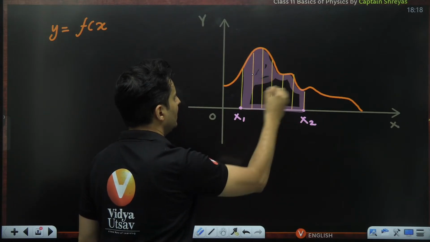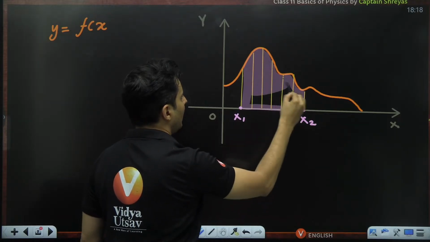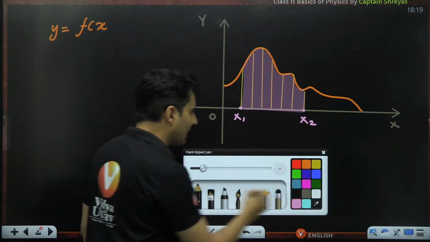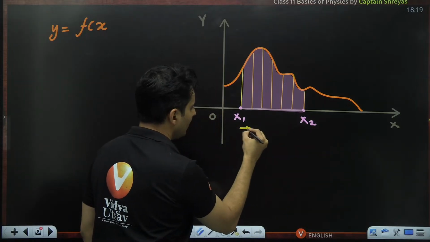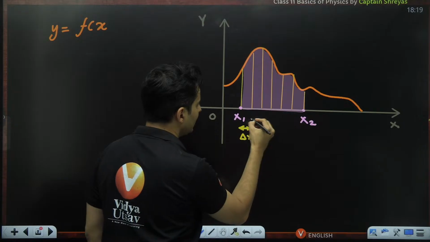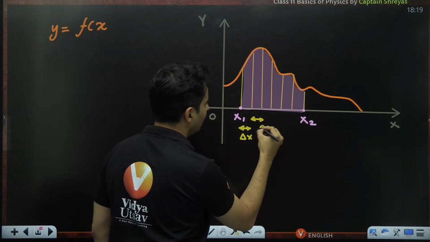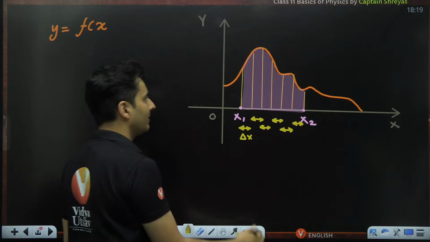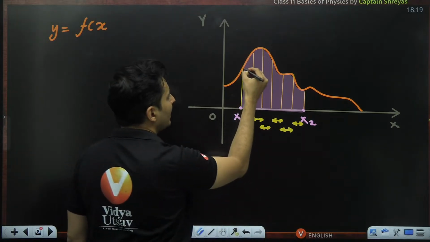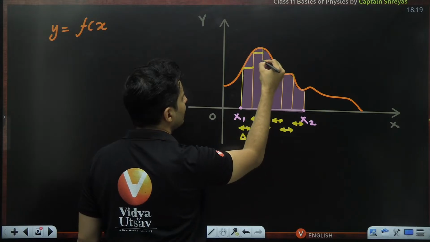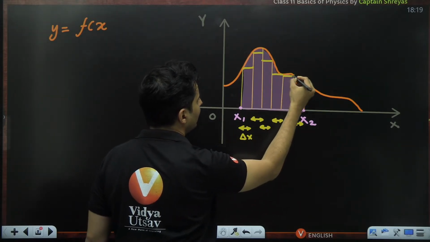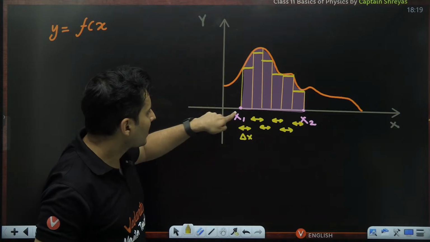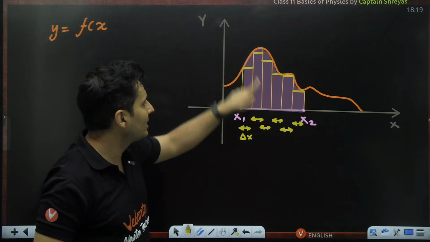How do I measure it? So I have drawn some vertical lines, and I will say each vertical line is separated by a small distance of delta x. Each of these rectangles has a height, this is the height, this is the height, and so on. Their heights will be the values of y at x1, x1 plus delta x, x1 plus 2 delta x, like that.